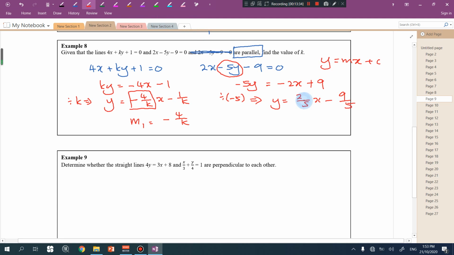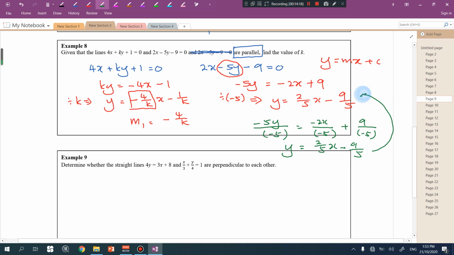Sorry for that. In case you get a little bit confused about this, let me show you another way. Let's say if you don't know how I get 2 over 5 and negative 9 over 5, you can do it another way. Negative 5y, you copy, and then divided by negative 5, and then negative 2x divided by negative 5. If you don't want to put the parentheses, and then positive 9 divided by negative 5. So that it will end up negative become positive, and then this become 2 over 5. Negative will cancel each other, and then positive, negative, you get negative. So there's a way how I get this.